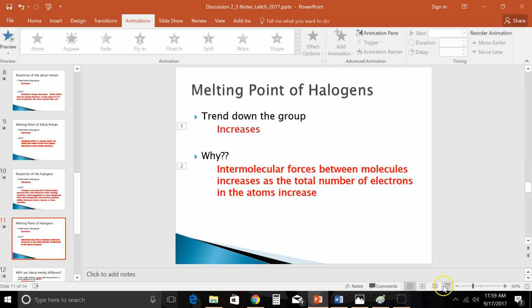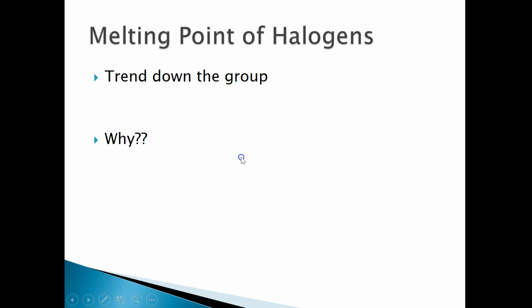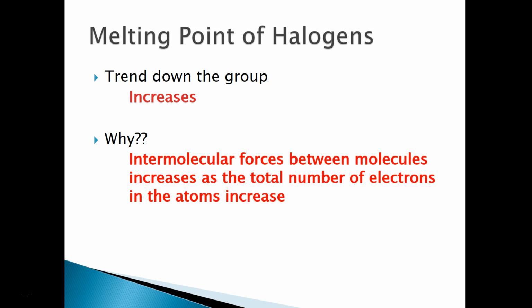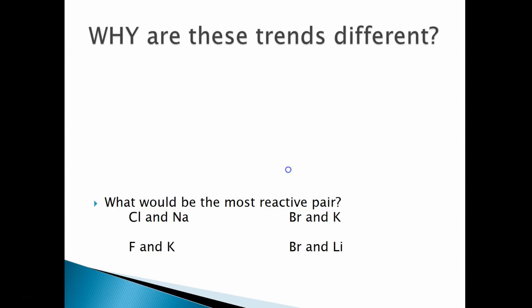Okay. So let's also talk a little bit about the melting point of the halogens. The trend going down the group is that it increases. We can see this because fluorine and chlorine are gases, whereas bromine is a liquid, and iodine in its natural state is a solid. And the reason why is because of intermolecular forces. Now, we'll talk a little bit about this more in Unit 4, like I said, but intermolecular forces will increase as the total number of electrons in the atom increase. So as they have more and more electrons moving down the group, their melting point will also increase because the intermolecular forces are stronger.